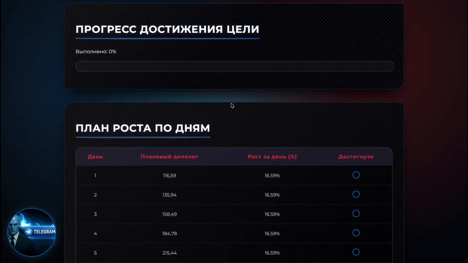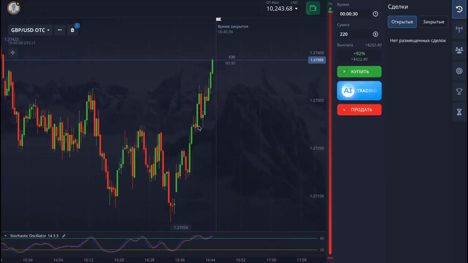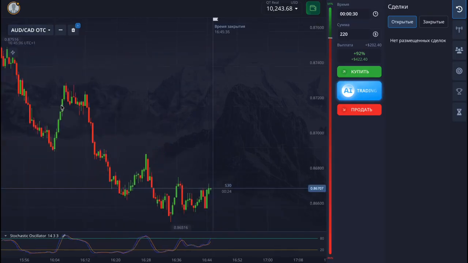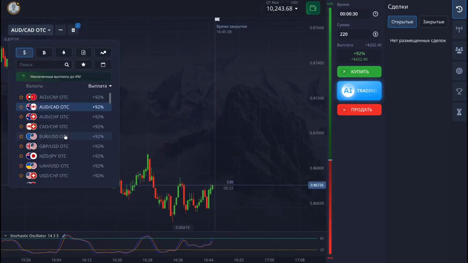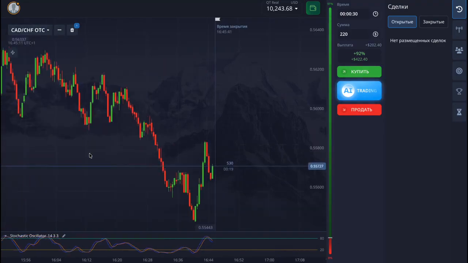Okay, that's it. Let's look further. Our pass rate is already positive. We've already earned $240. Now I'm taking $220 and looking for where to enter and earn. The most important thing is not to rush, because these are short-term trades, short-term time. If you enter randomly, there will be losses, friends.